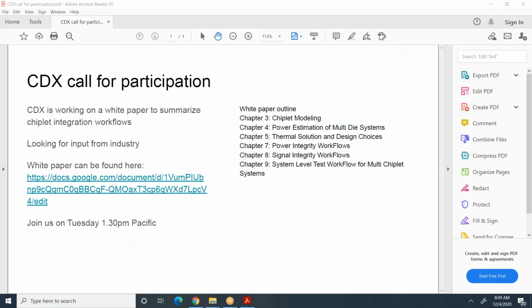And then it leads into, okay, will power integrity be fine here? What will be the signal integrity issues? And what are the workflows for it? And towards the end, how do you actually produce this and do a system level test for that the yield is reasonable? So it's a pretty wide scope, though we are trying to limit it primarily around the workflows.